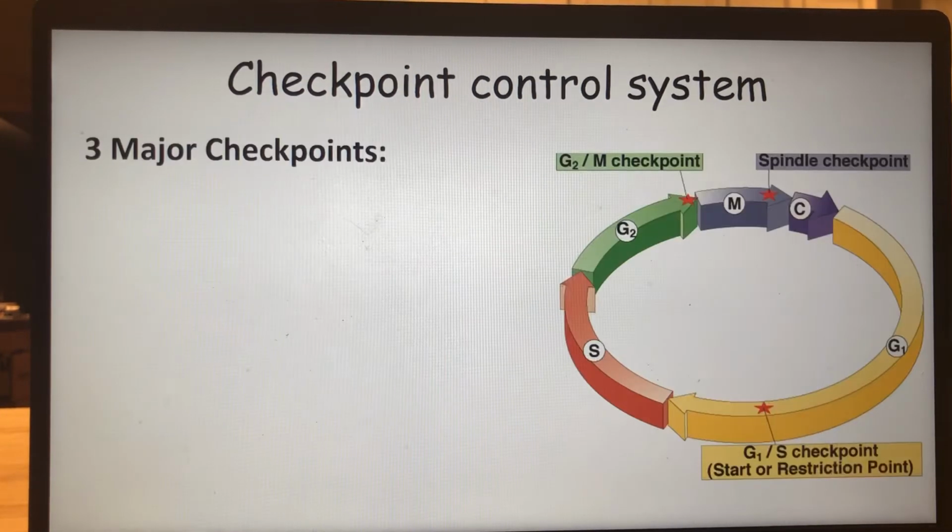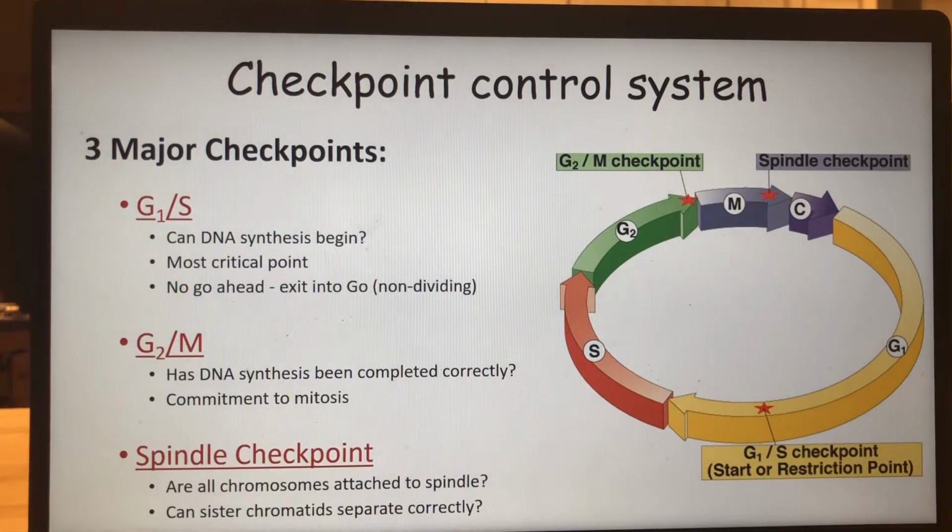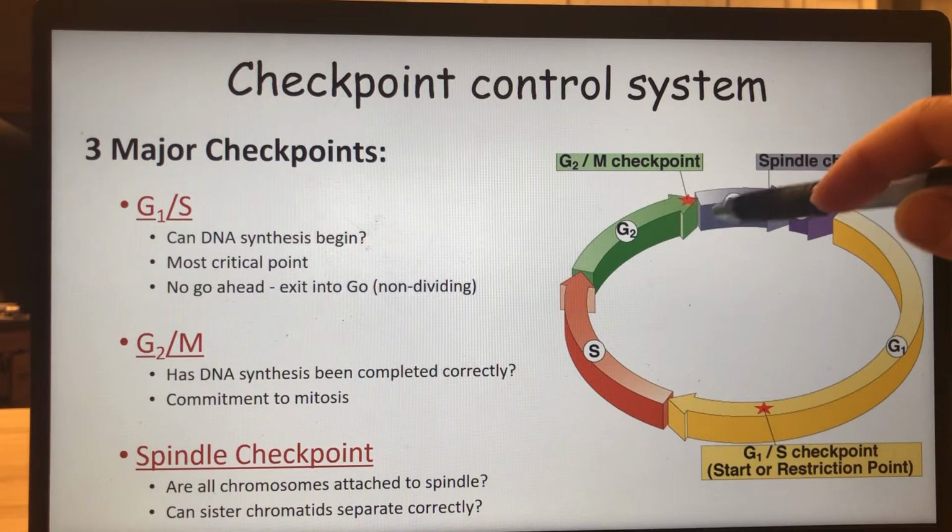All right, so, I guess this was on the next one. G1 to the S phase, so that's right here. This phase right here is the most critical. This is: can DNA synthesis begin? If it's a no-go, meaning that we don't need more cells, the cell will go and sit in G naught and stop dividing. G2 to mitosis is the second checkpoint.